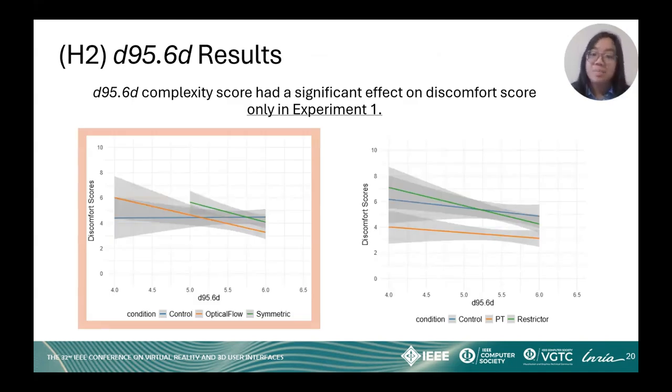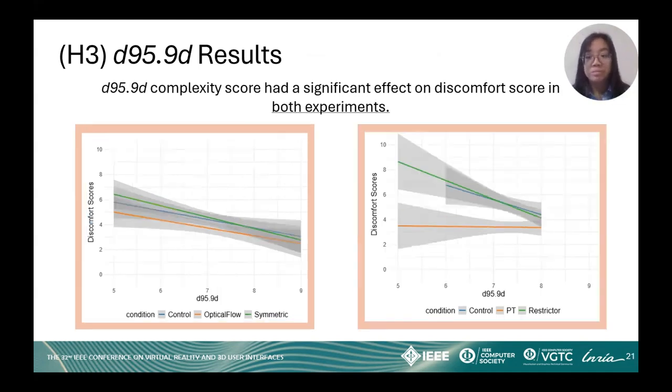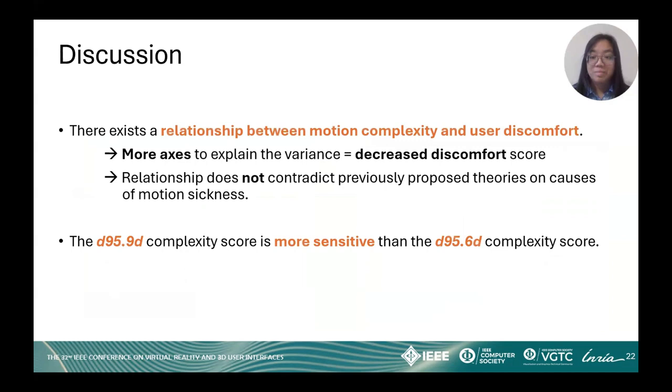Moving on to our second hypothesis, the 6-DOF D95 complexity score had a significant effect, but this effect was only seen in experiment 1. For hypothesis 3, our 9-DOF D95 complexity score had a significant effect on discomfort score seen in both experiments. From these results, we can see that there exists a relationship between motion complexity and user discomfort.